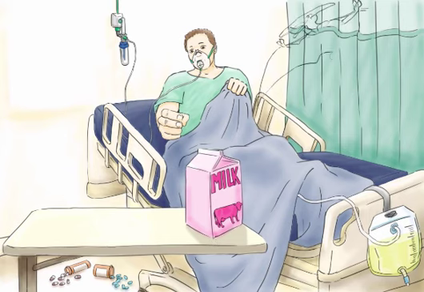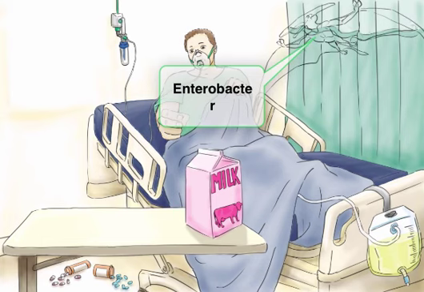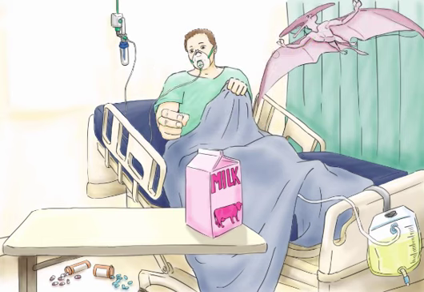So let's draw Enterobacter, or Pterodactyl, flying over the patient. A quick disclaimer here, if in real life your patient starts to complain about seeing little dinosaurs flying above them, you might want to consider turning down the ketamine drip. Anyway, Pterodactyl is flying, so it's very clearly motile.